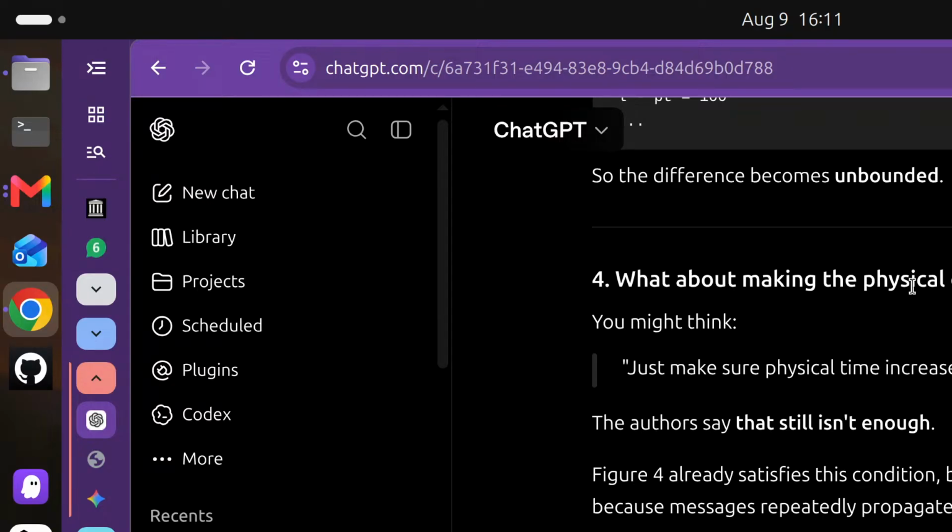What about making the physical clock increase by at least 1? You might think just make sure physical time increases between every event. The author says that still isn't enough. Figure 4 already satisfies this condition, but the logical part can still increase faster because messages repeatedly propagate a larger L.